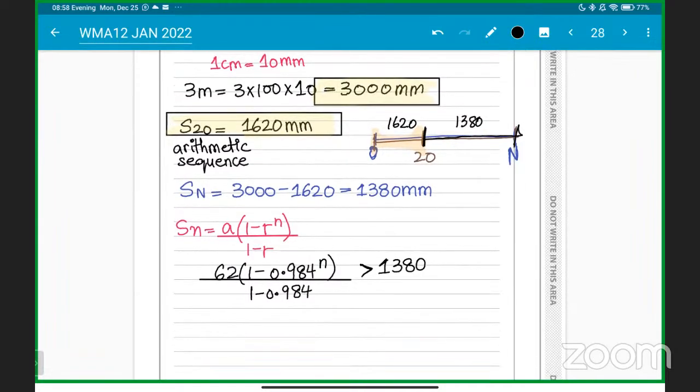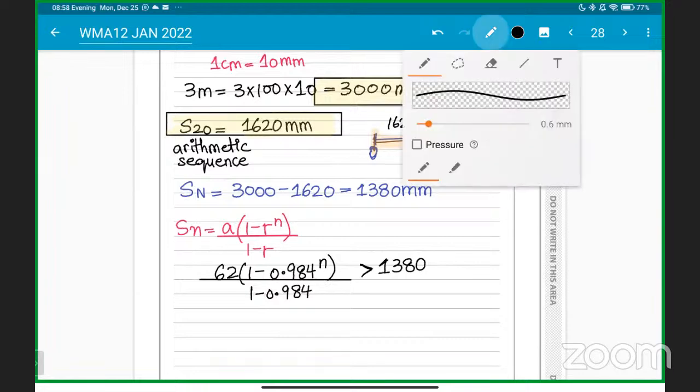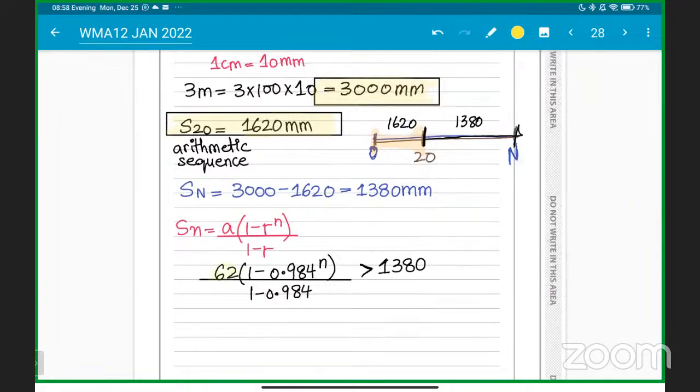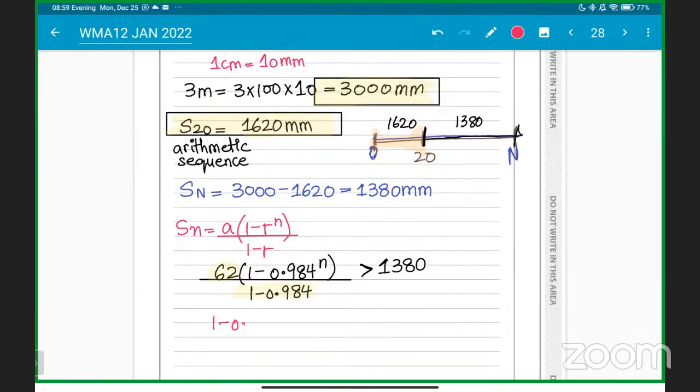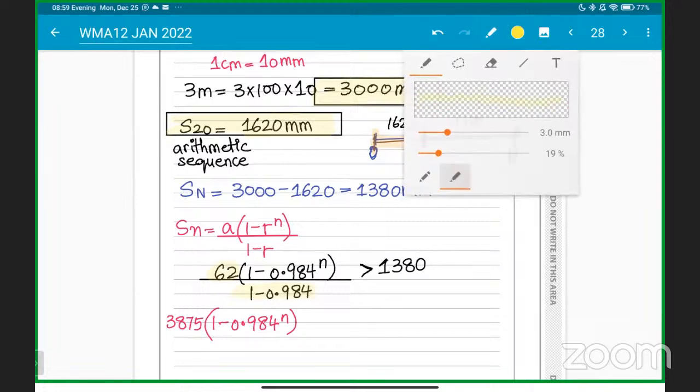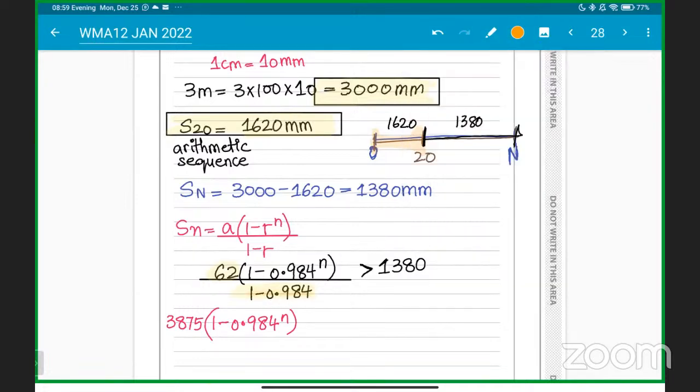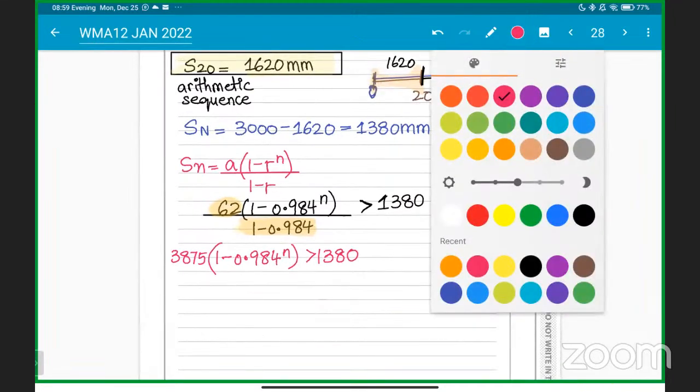Okay, so let's work it out. Just solve this in the calculator. When you divide 62 by 1 minus 0.984, I am getting 3,875. I'll repeat what I've done, how I got 3,875. If anyone is getting confused, I just solved this and divided 62 by that answer. I got 3,875. Everyone got this? Then I have 1380 here.